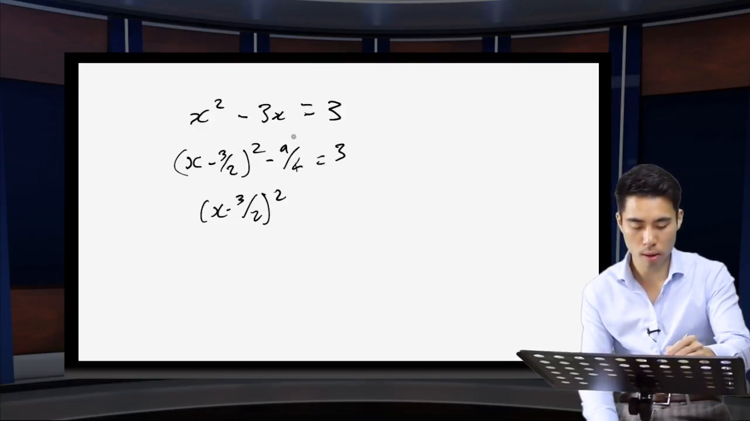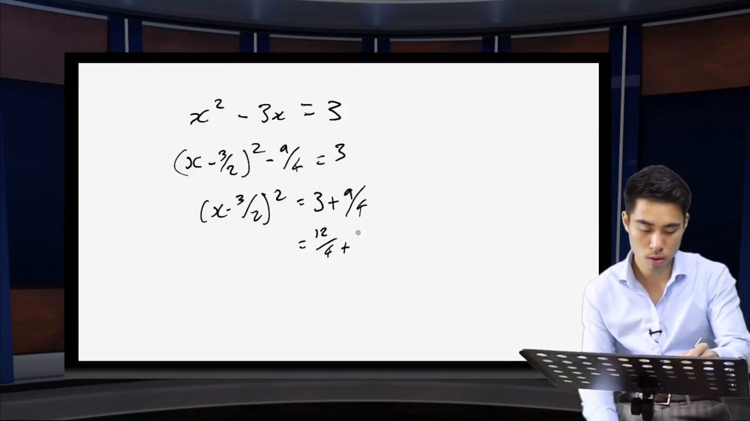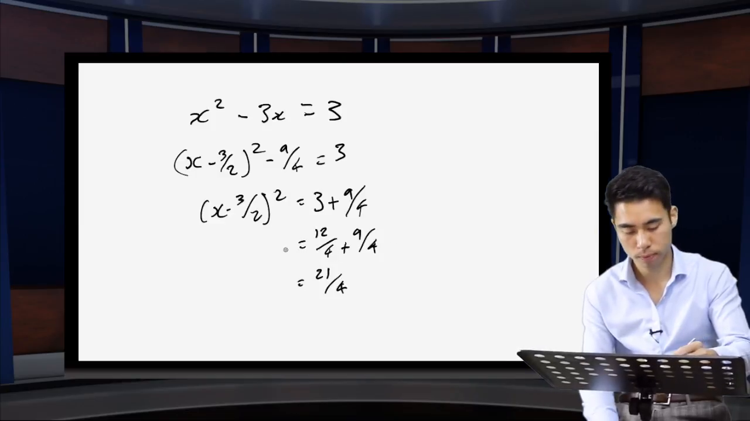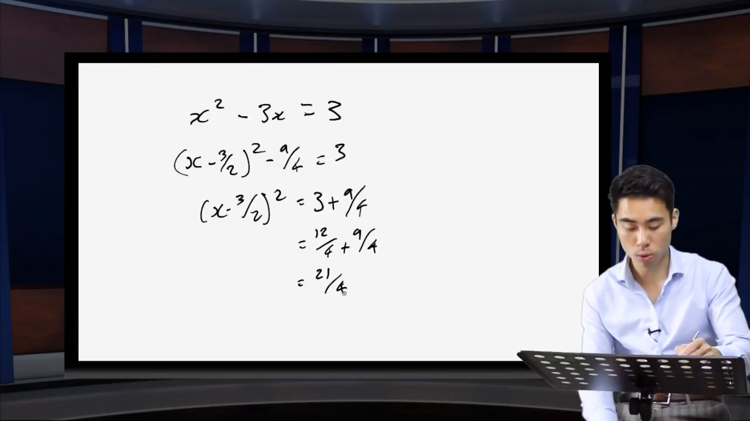Next step, I'm going to move this number term over, so I need to add 9 over 4 to both sides. Okay, what's this? 3 as a fraction over 4, it's 12, which equals 21 over 4. Now what do I need to do? So I've got x minus 3 over 2 all squared equals 21 over 4.